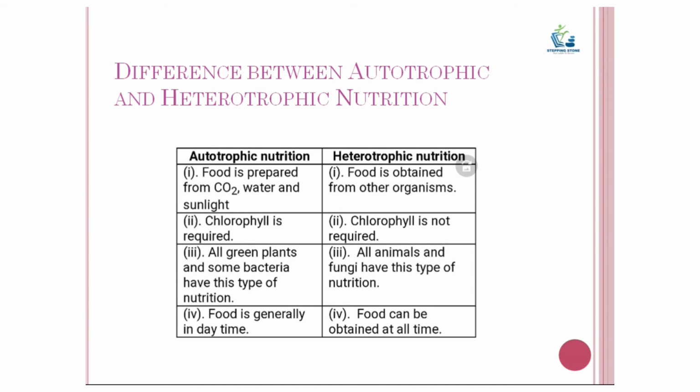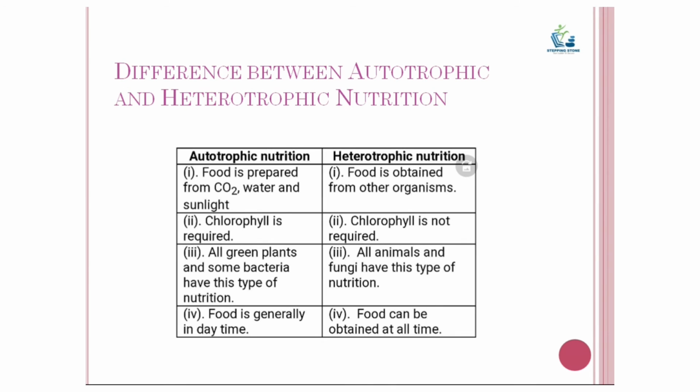Now, heterotrophic mode of nutrition means nutrition that is obtained from others. In heterotrophic nutrition, the organism cannot make its own food from inorganic raw materials. Rather, they depend on other animals or plants for nutrition.